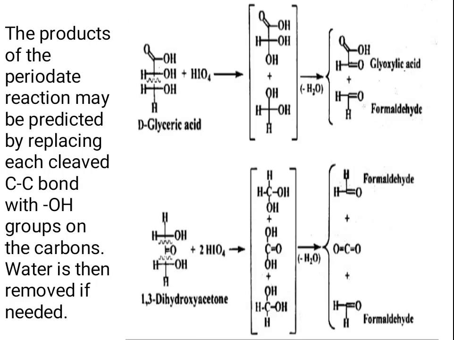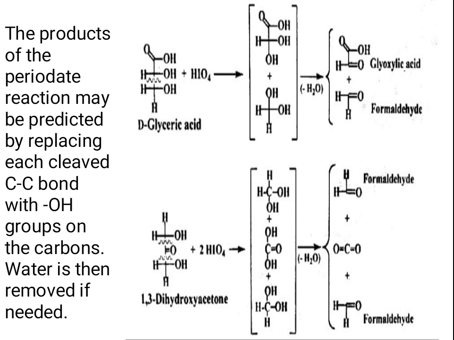The products of the periodate reaction may be predicted by replacing each cleaved C-C bond with OH groups on the carbons. Water is then removed if needed. So this is the small trick for finding the periodate oxidation products.